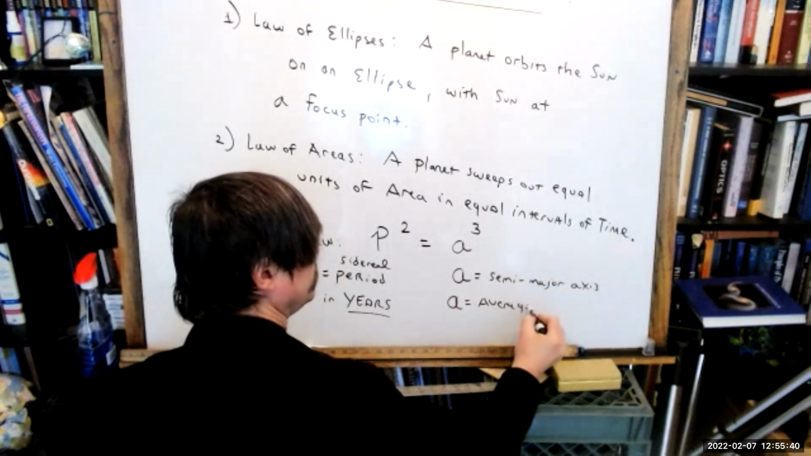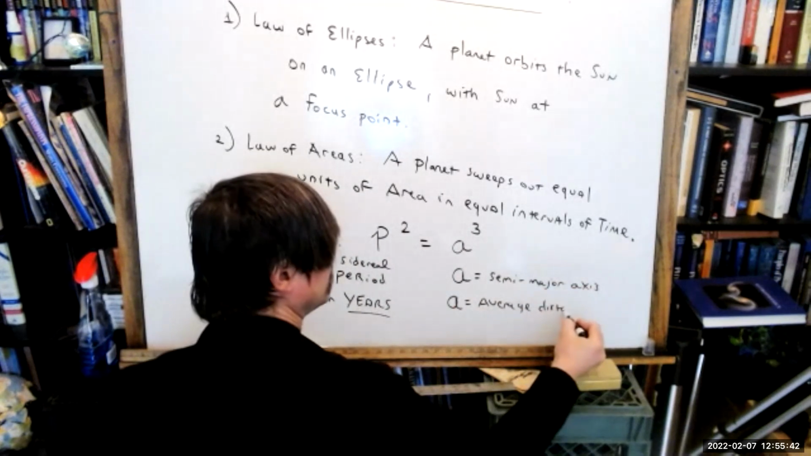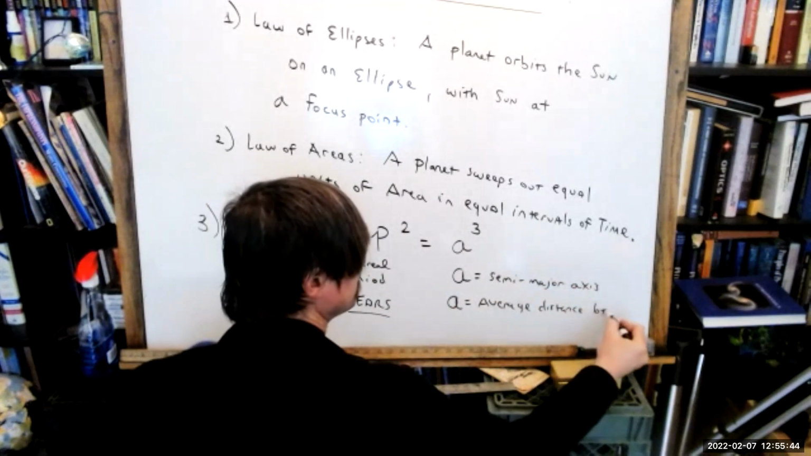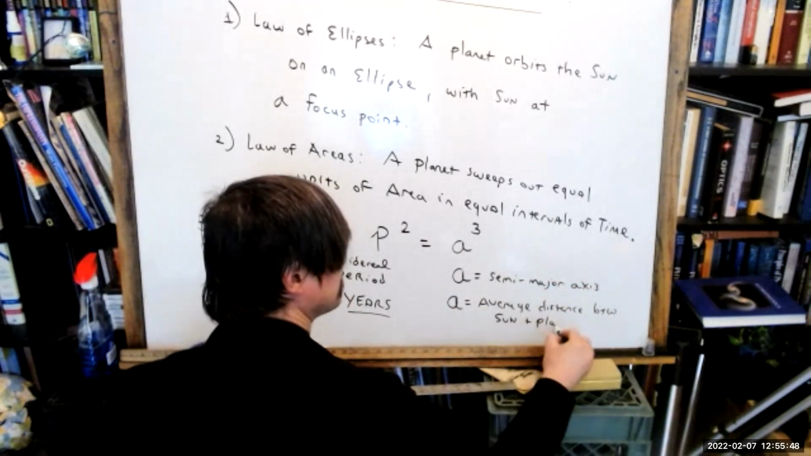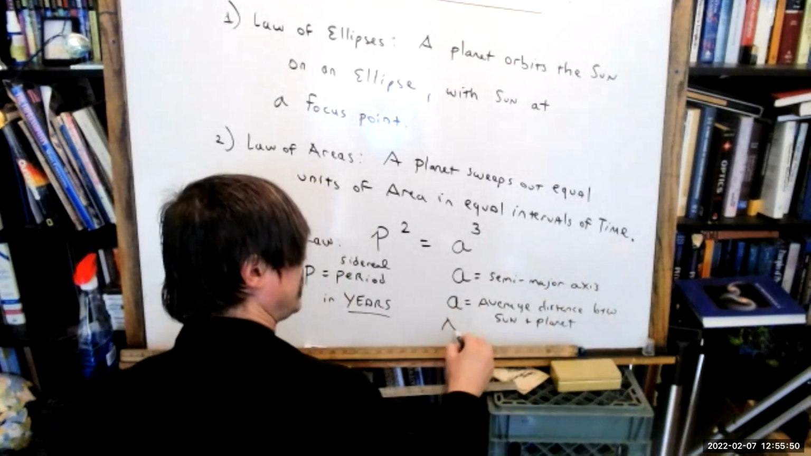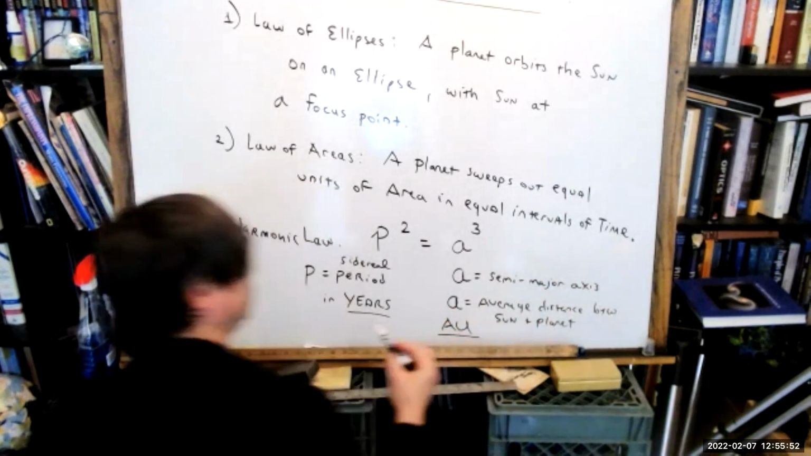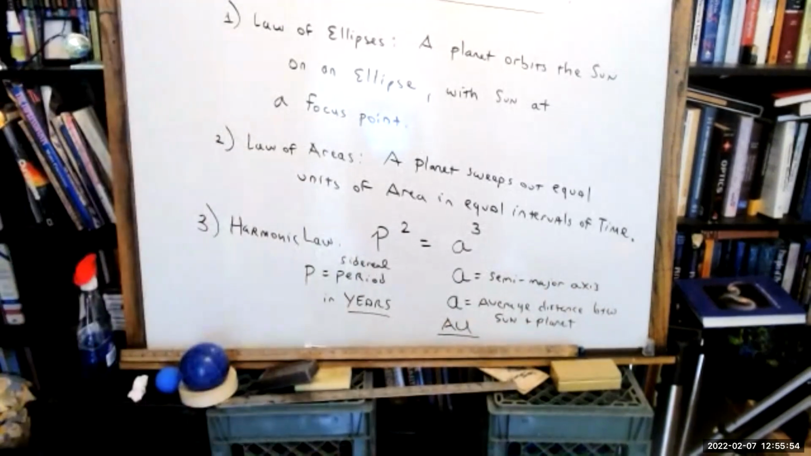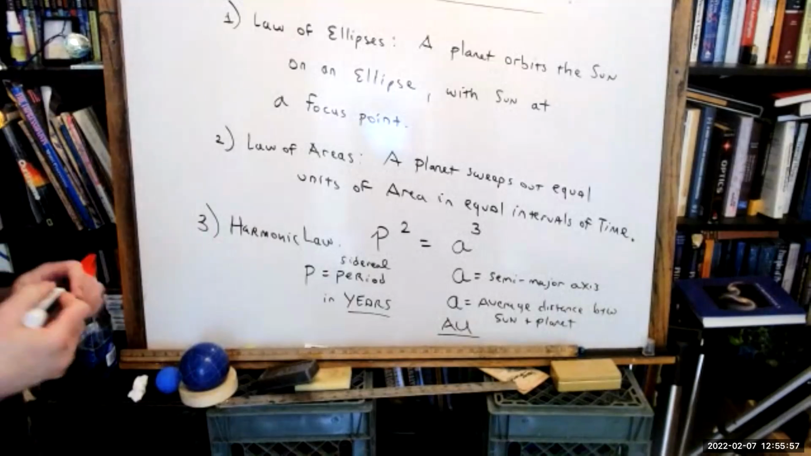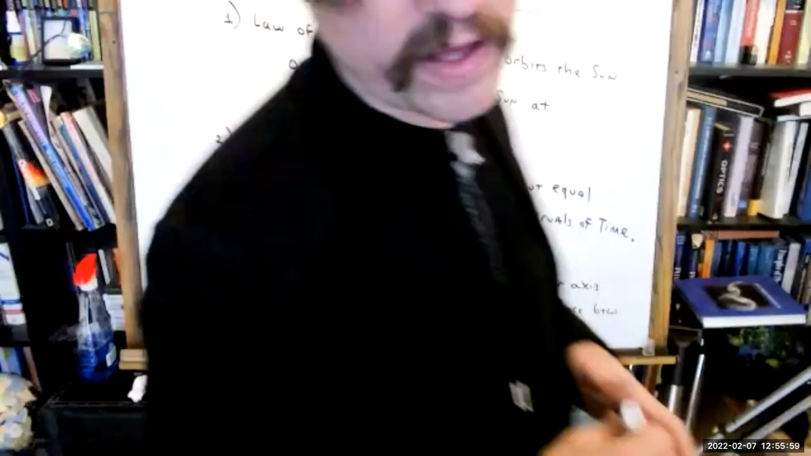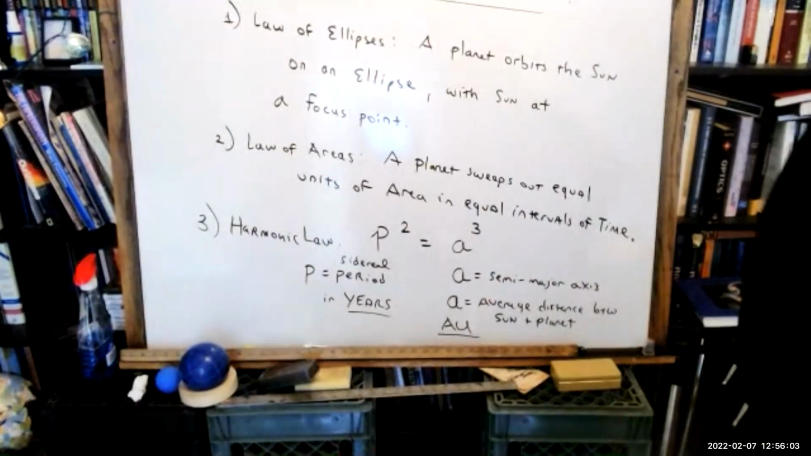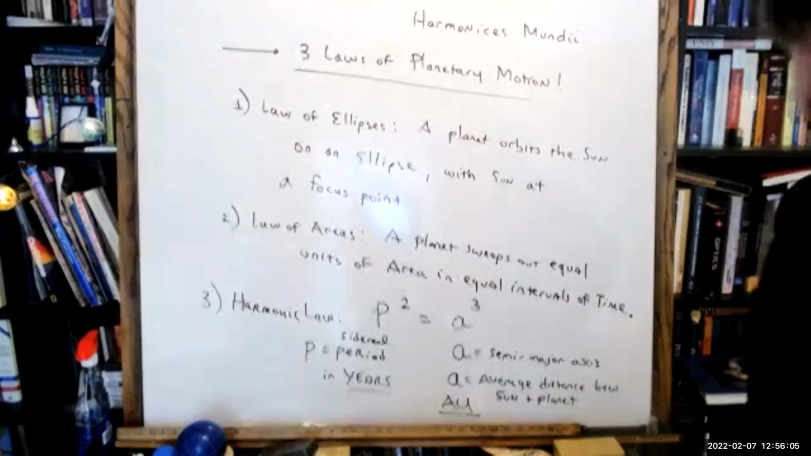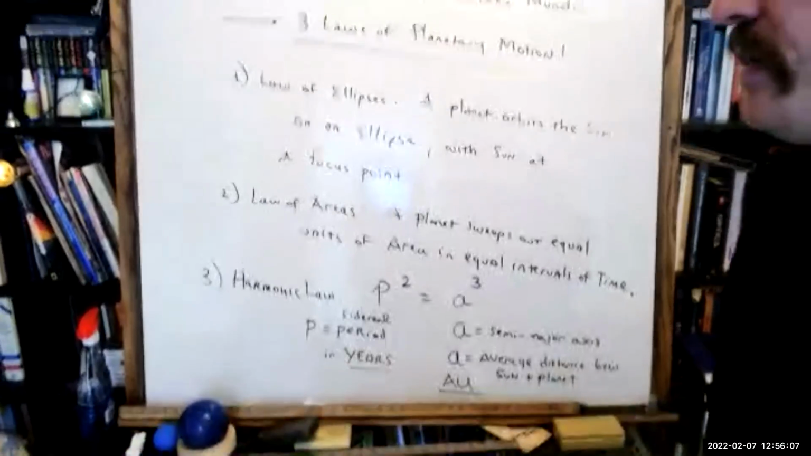And A is what we might call either the semi-major axis or the average distance between sun and planet. And that needs to be measured in astronomical units. These three laws correctly describe the motions of planets around our sun. And that's why they've been useful to us even up to modern day times.